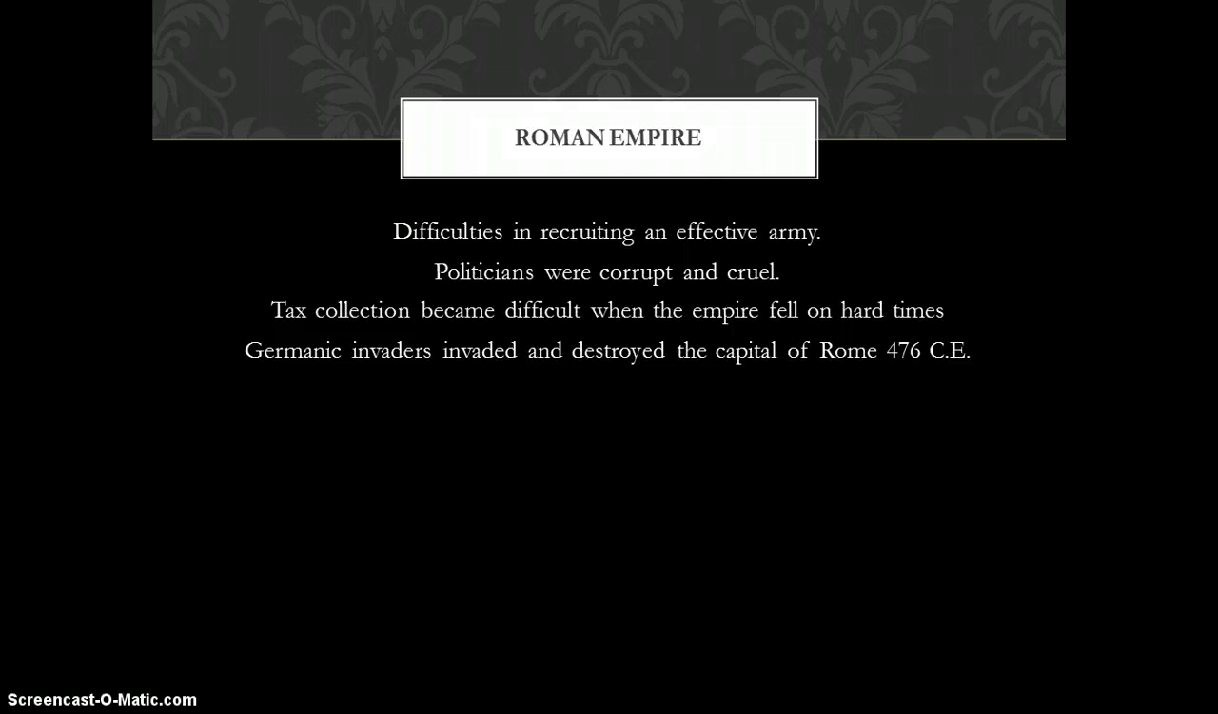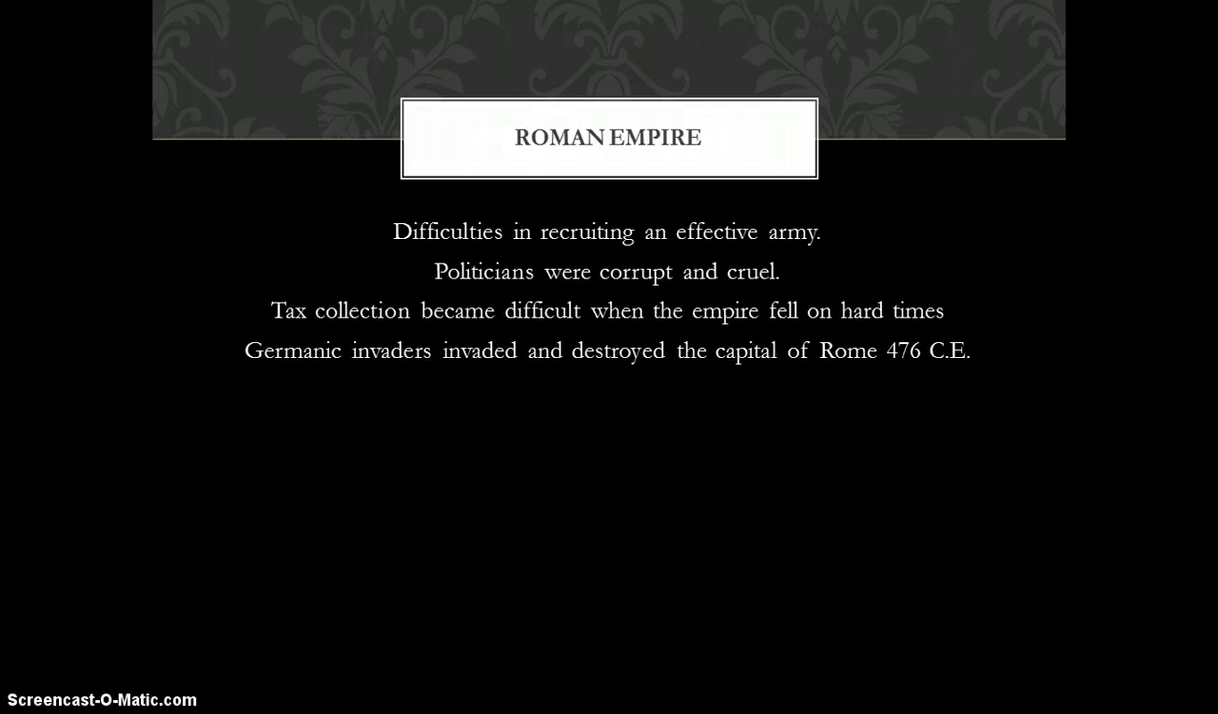Politicians were corrupt and cruel, especially emperors, because they would constantly be trying to get money and they weren't really focusing on the empire, just focusing on having all their money and what all they wanted. Basic materialism. And tax collection became difficult when the Roman Empire fell on hard times.